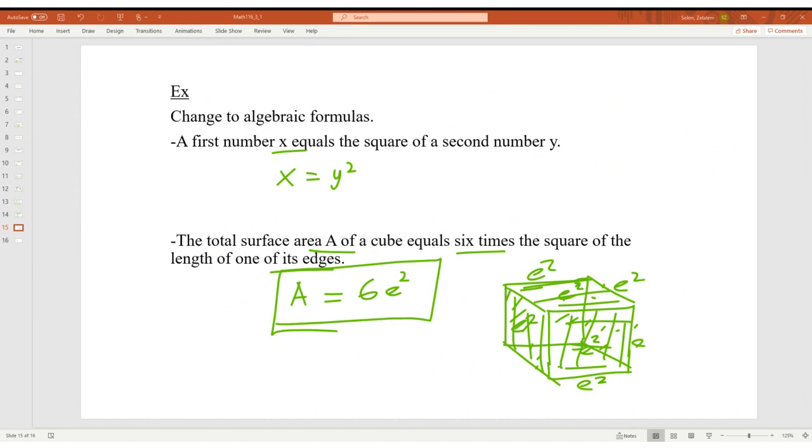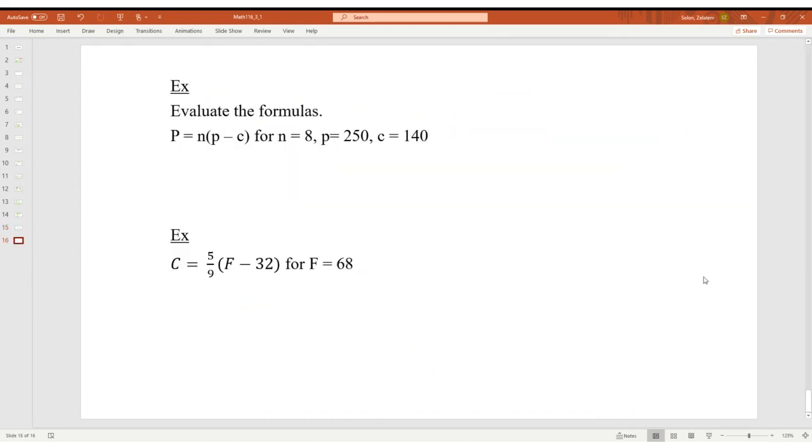Okay, now let's see one more example, one more slide, and that will be the end of the lesson. We have 6 minutes. So the next example is evaluating expressions. If you are given a formula and given some of the parameters in the formula, you can easily figure out the missing parameter. For example, evaluate the formula P equals N times small p minus C, for N equals 8, p equals 250, and C equals 140.